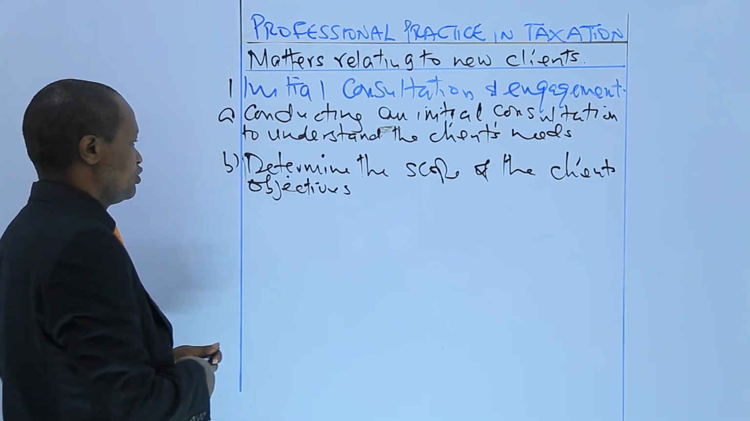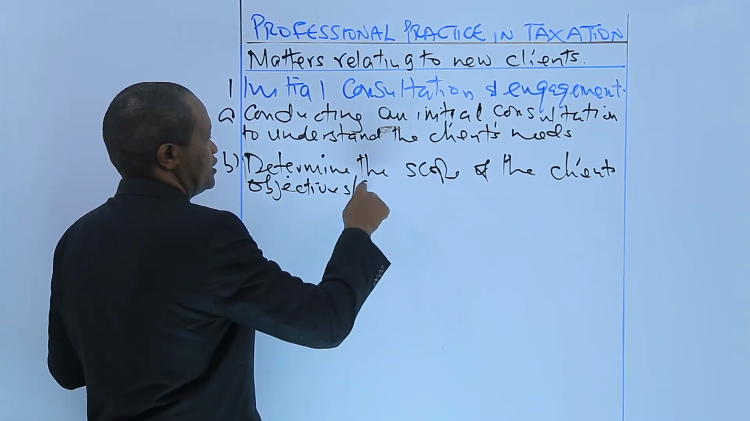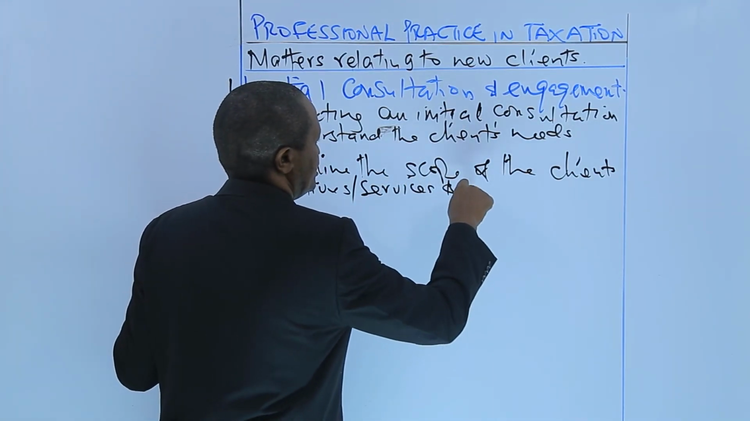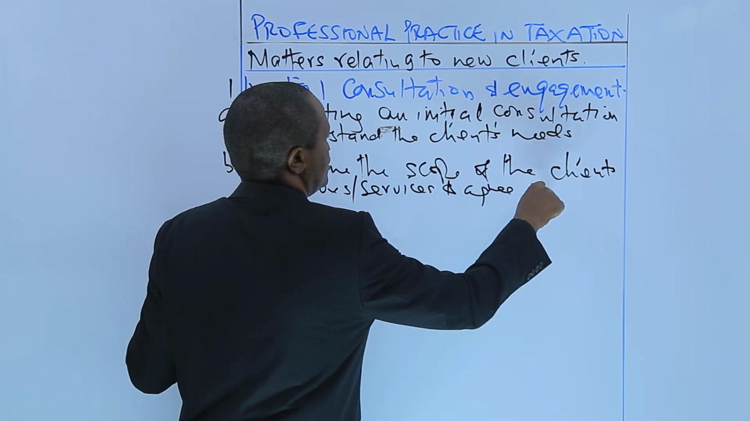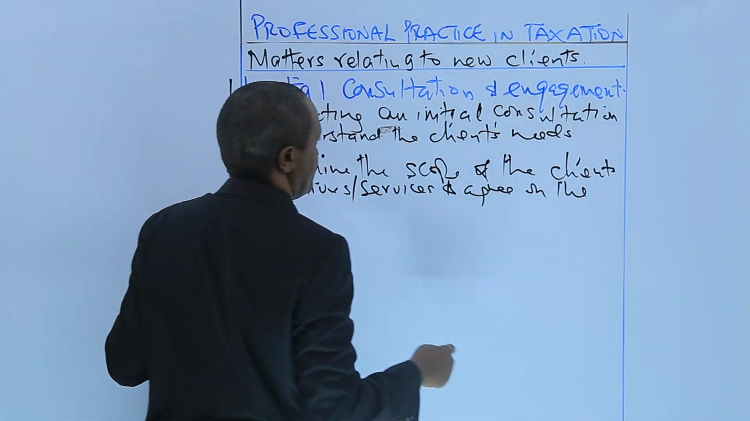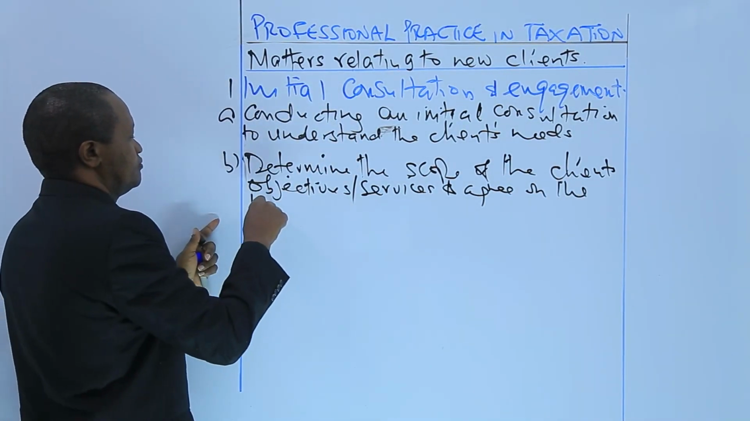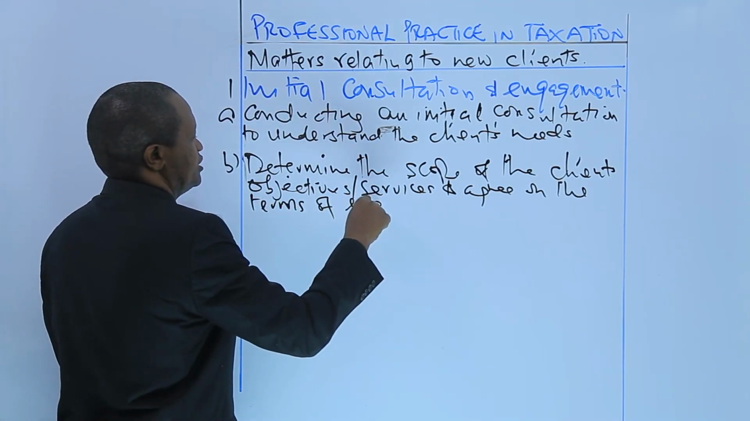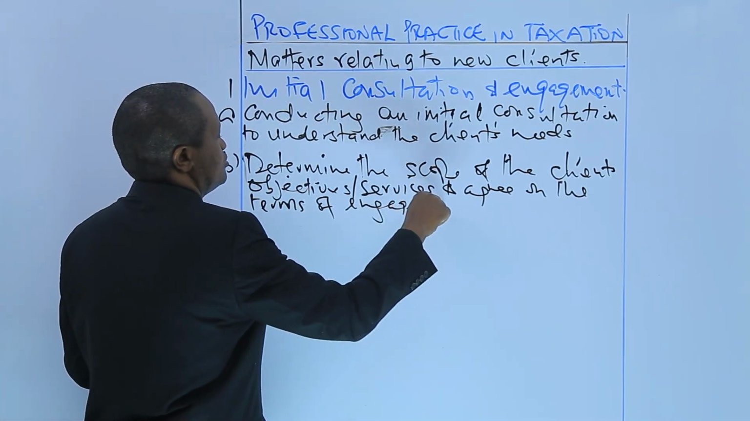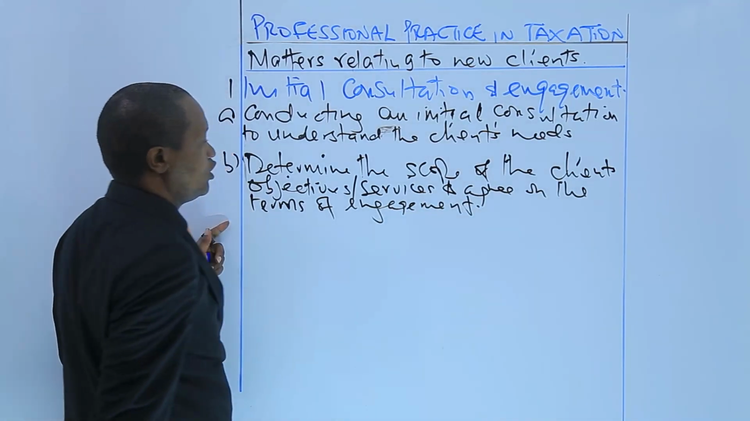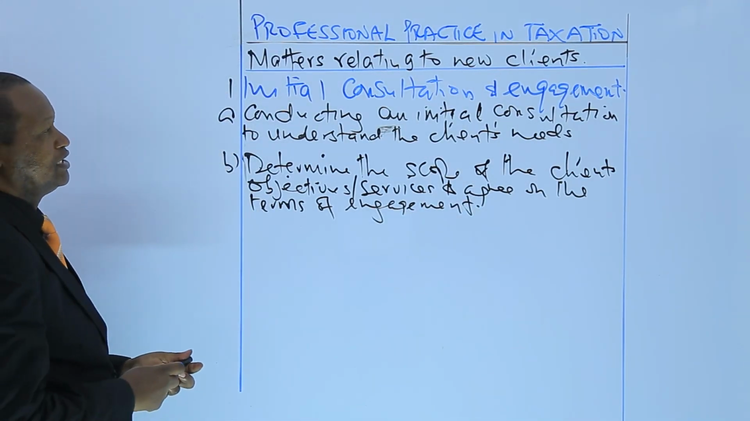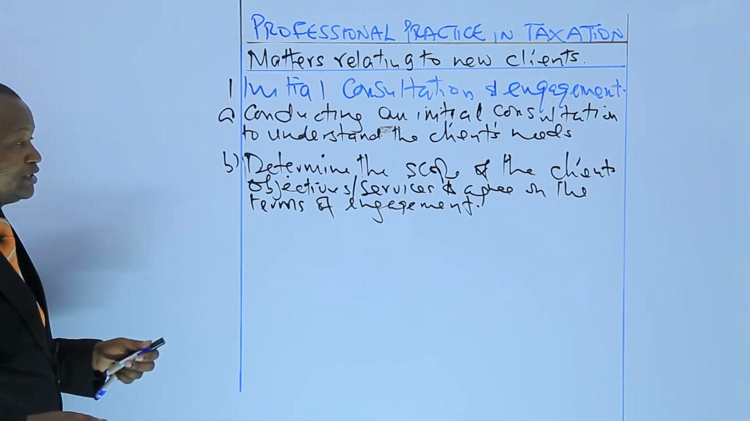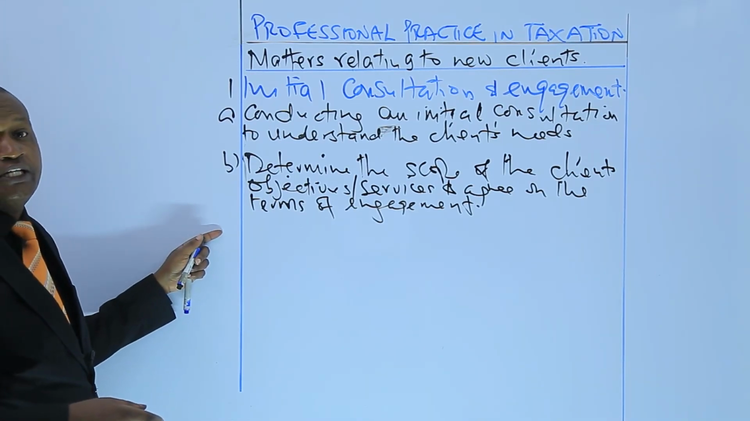So there ought to be an agreement between the client and the tax professional. There has to be an agreement on the terms of engagement before beginning the work.